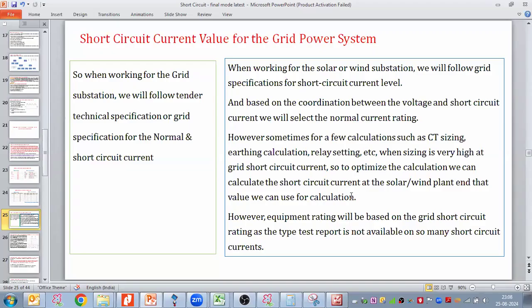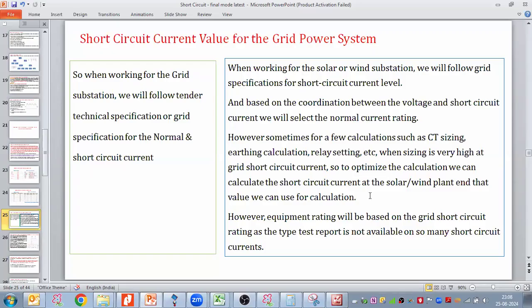One doubt. Every plant will have a different transmission line length. Every plant has different conductors like zebra, panther, moose, right? Yes, sir. So at the plant, a different current will come. So for the CT, earthing, and relay, you calculate the short circuit current contributed by the grid to your plant.